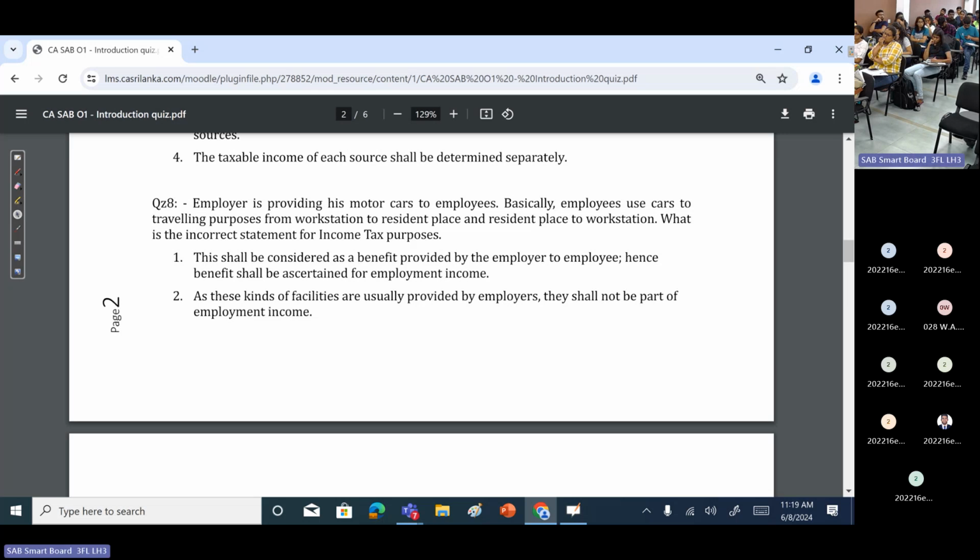The second thing is, as this kind of facilities are usually provided by employers, they shall not be part of employment income. Generally, this type of thing is provided. Therefore, it says it shall not be part of employment income. But first we acknowledge that it shall be part of benefit. Therefore, this is incorrect. Right?